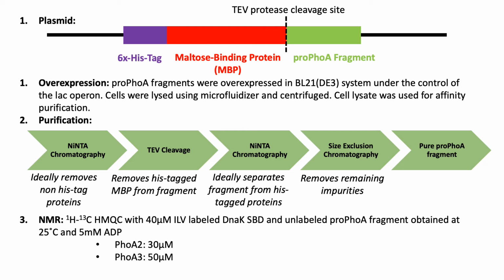The sample was then exchanged into a buffer suitable for NMR, and the sample contains 40 micromolar ILV labeled DnaK SBD and unlabeled proPhoA fragments that are at 30 micromolar for fragment 2 and 50 micromolar for fragment 3. And the spectrum is obtained at 25 degrees Celsius with 5 millimolar ADP.